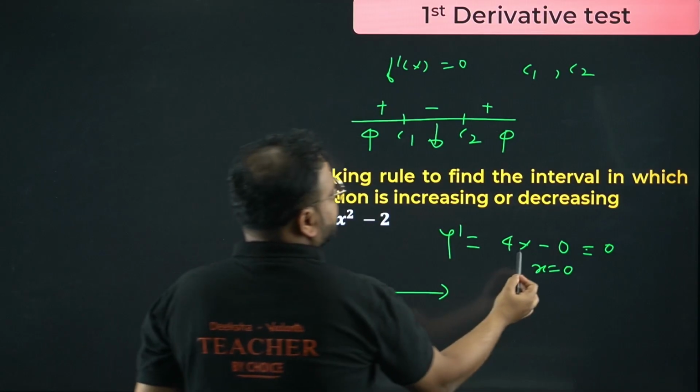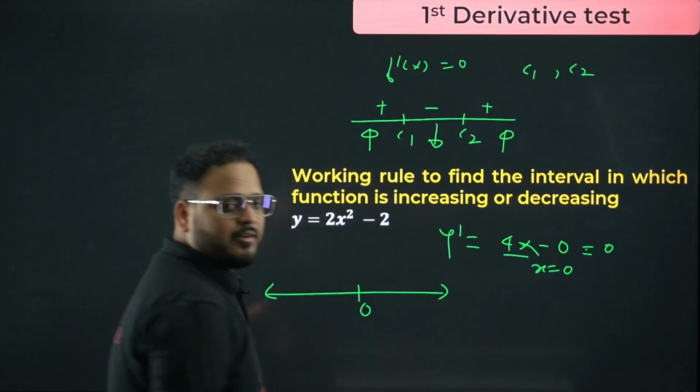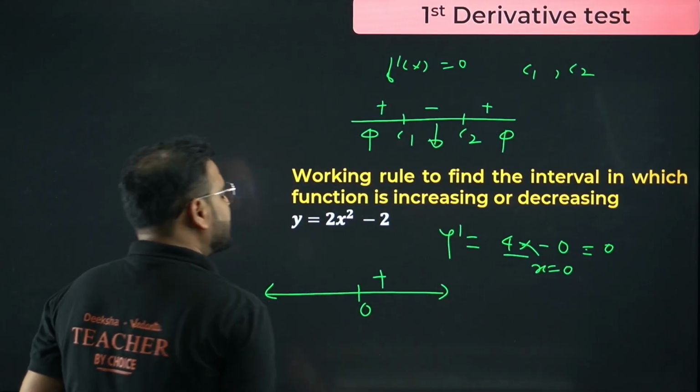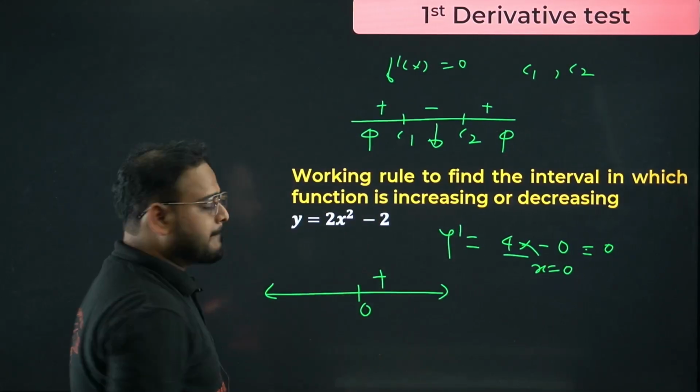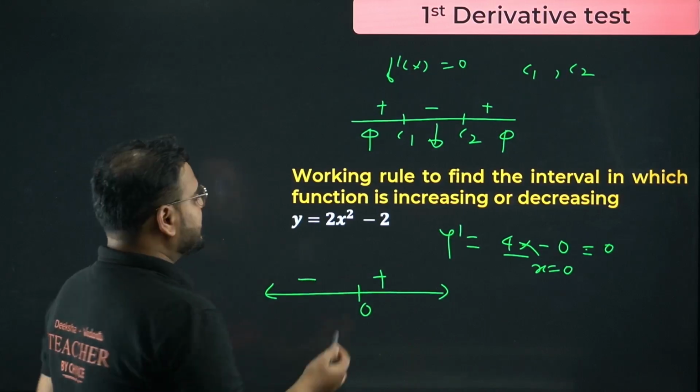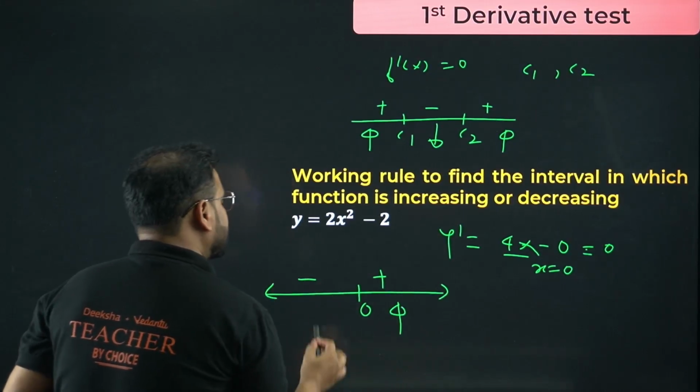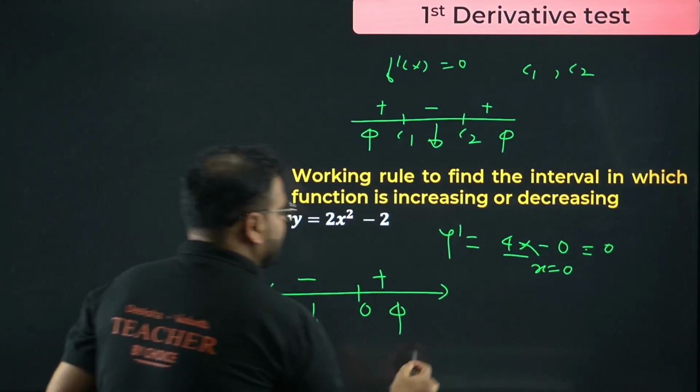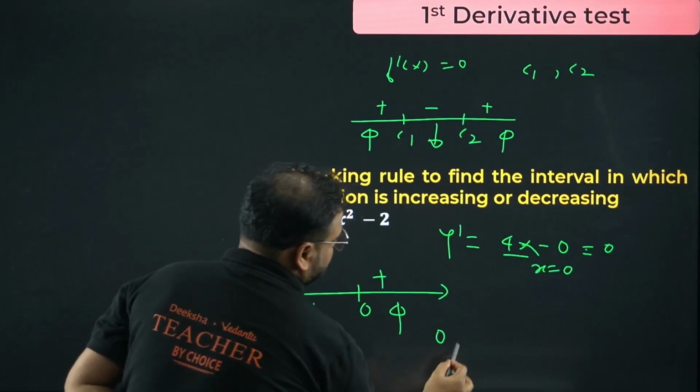Please check the coefficient of x, bacha. Coefficient of x is positive, 4 is there, right? So right here plus. If it was negative, we'll write here minus, okay. I'm looking for, let's say, increasing. So this is my increasing section, this is my decreasing section, okay. So for this we'll have 0 to infinity.